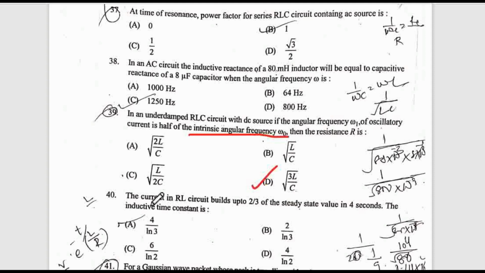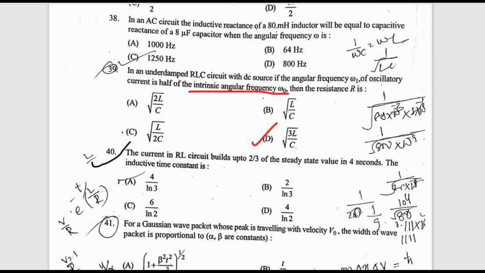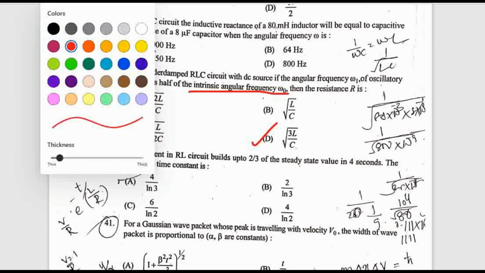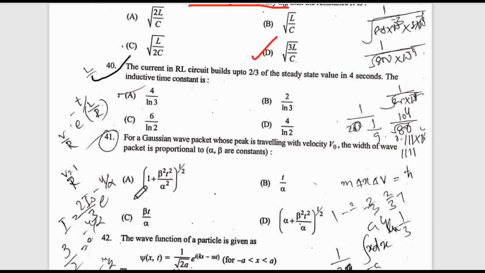Okay, so in our previous lecture we had completed up to the 40 number question, and let's start this lecture from the 41 number question. The 41 number question asks about a Gaussian wave packet whose peak is traveling with a velocity v naught; we have to find the width of that wave packet, where alpha and beta are constants.